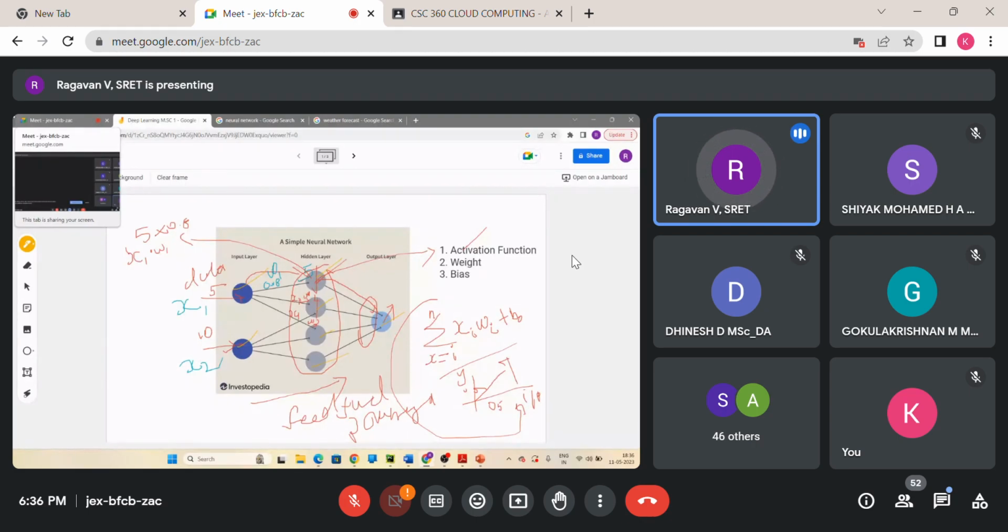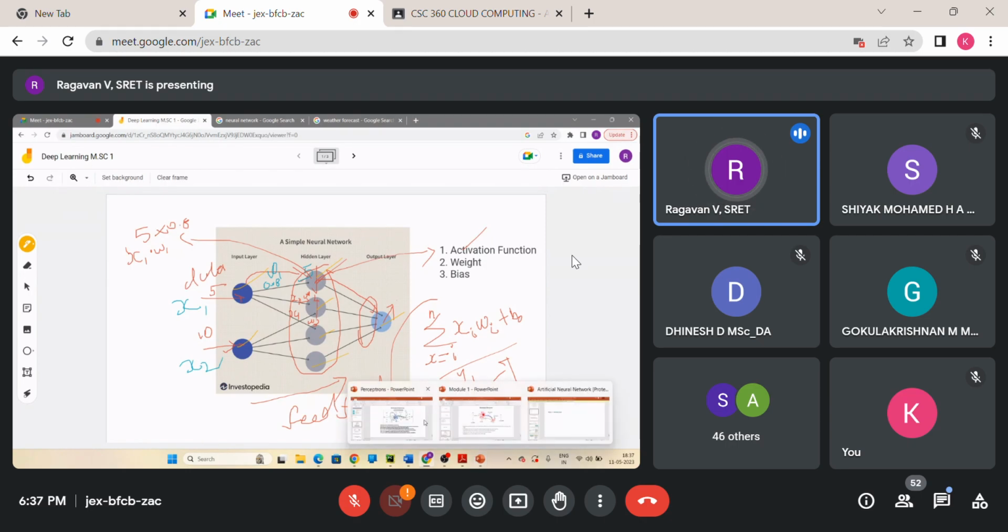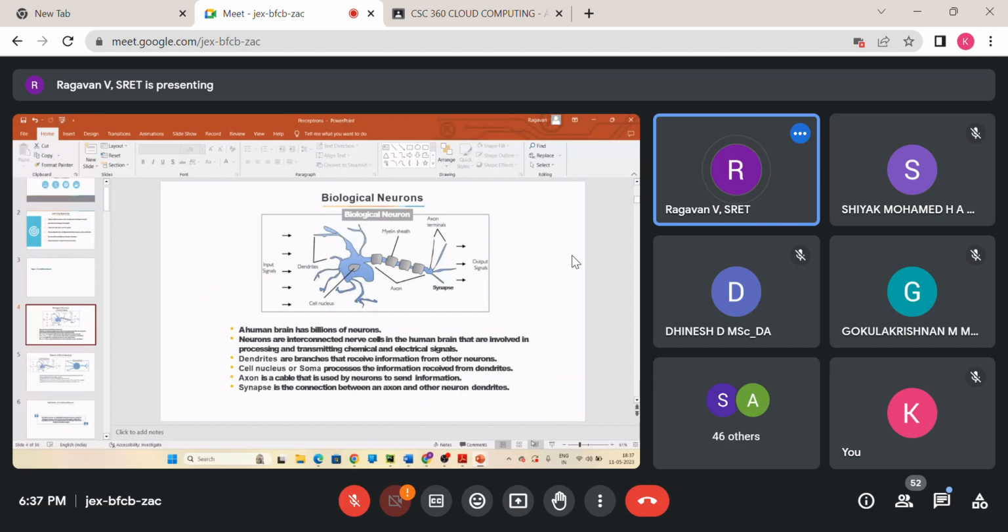This is not a biology class. I am not able to give biological demonstrations, but this is the way you can understand how the human brain works. That's all, right? So this is the basic inspiration for the invention of the neural network. Okay, so now going to the presentation.